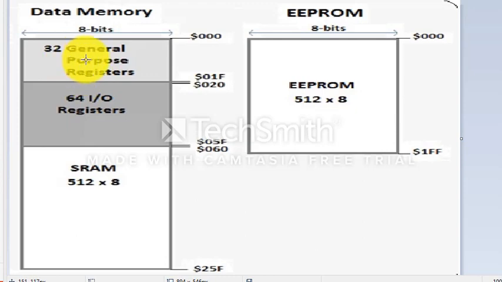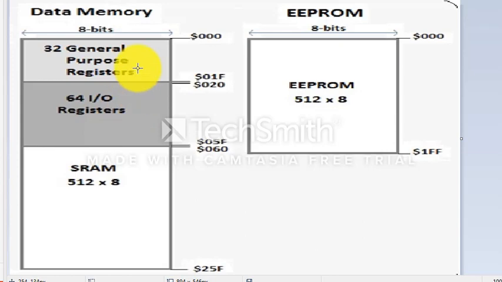Out of these 32 general purpose registers, as I told in the previous lecture, only 15 general purpose registers are usable by using the LDI statement, and the other 15 are reserved. The 15 which are usable are from R16 to R31, and the other 15 which are reserved are from R0 to R15. We will study the I/O registers when we discuss timers, ADCs, etc. SRAM is the most important memory, which we will discuss today in our lecture.